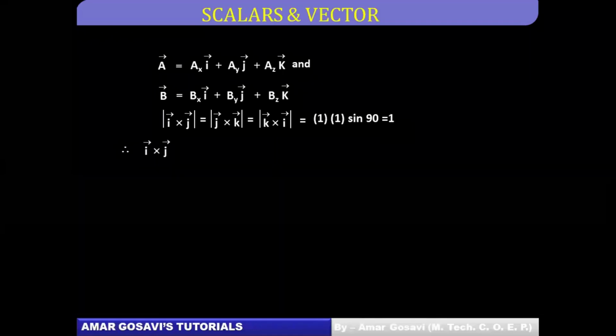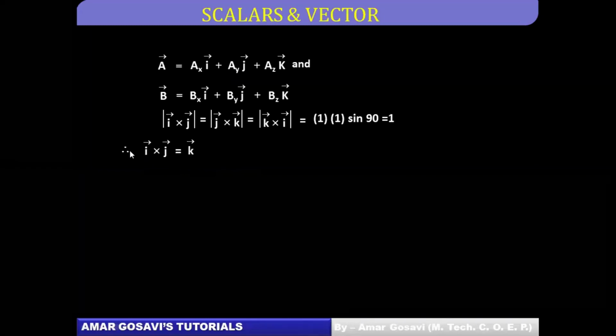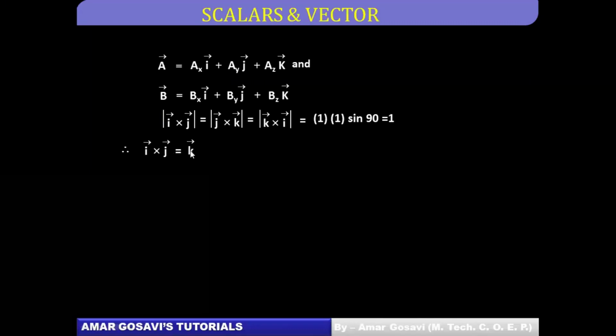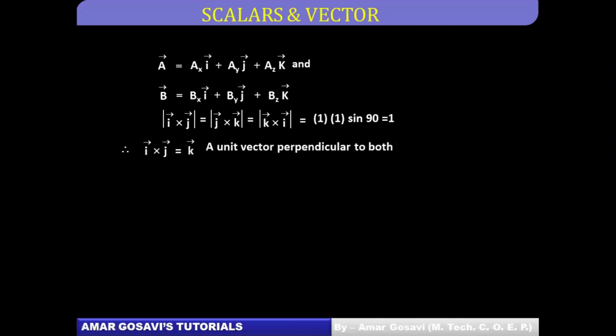Similarly, can I say i cross j is nothing but equal to k, because the cross product of i and j will be perpendicular to the plane of i and j, which is the plane of k. So i cross j is nothing but k. Similarly, k is a unit vector perpendicular to both the vectors i and j in this case. Okay, this is an important step.